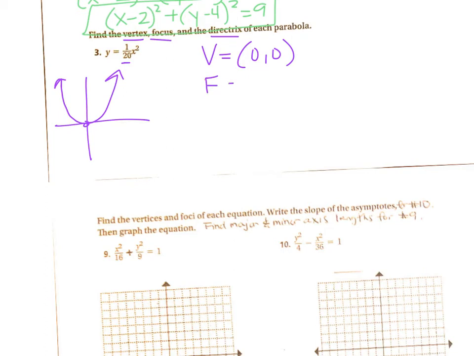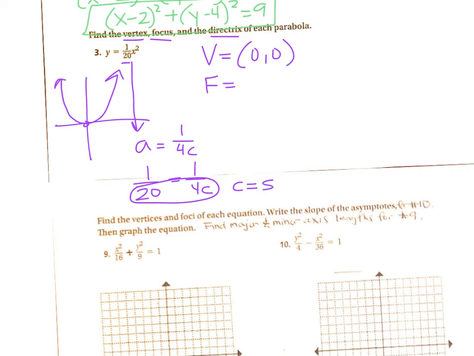Our focus then, we know that a equals 1 over 4c, right? And my a value is 1/20th. So right now we're saying 1 over 20 equals 1 over 4c. You can cross multiply that, or you can just see that 4 times c has to equal 20. So c would be 5, okay, which means my focus is going to be up 5 units right here. That would be the point 0, 5.